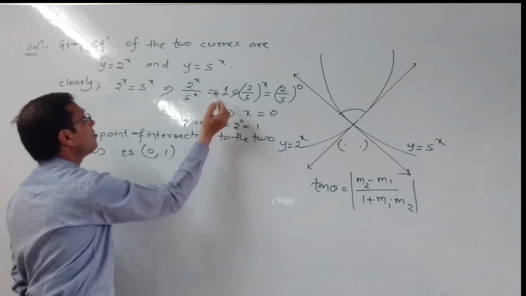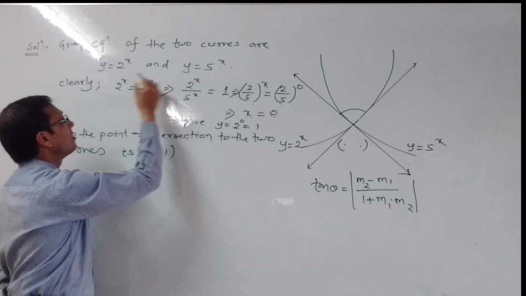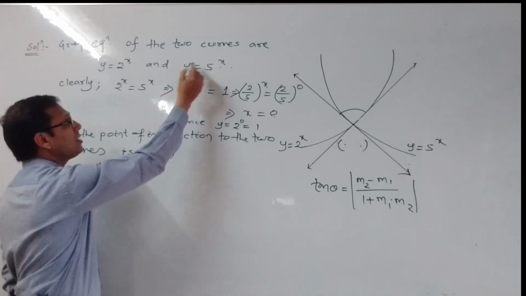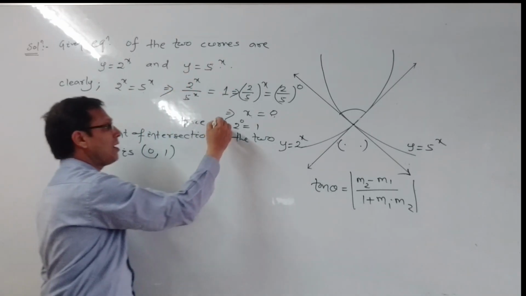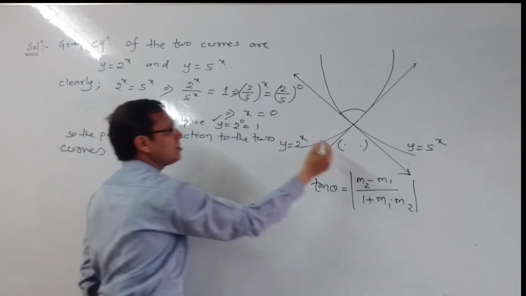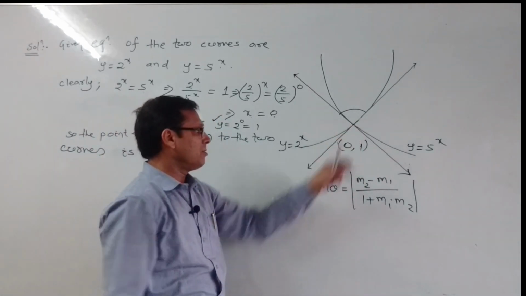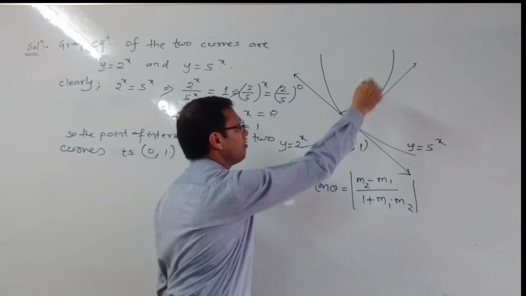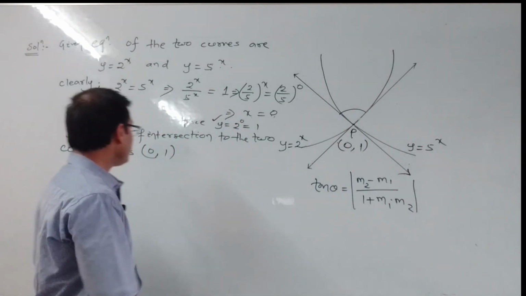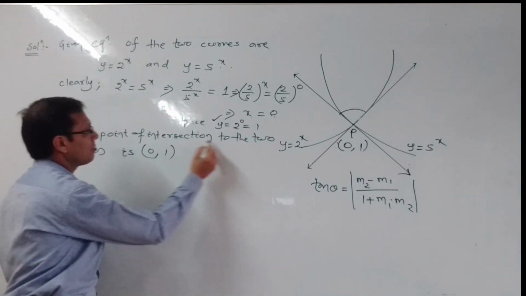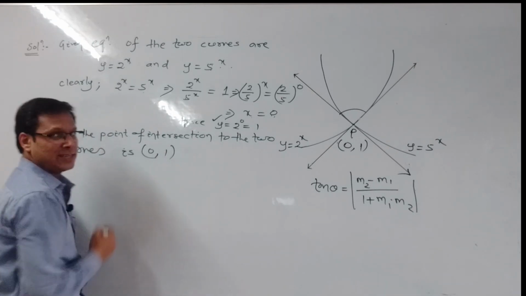So when x is equal to 0, replacing here, 2^(π·0) is 1, or here, 5^(π·0) is 1. So the value of y is 1. So the point of intersection is (0, 1). So we have found the point of intersection, that is P, between the two curves. You can mention here: the point of intersection of the two curves is (0, 1).